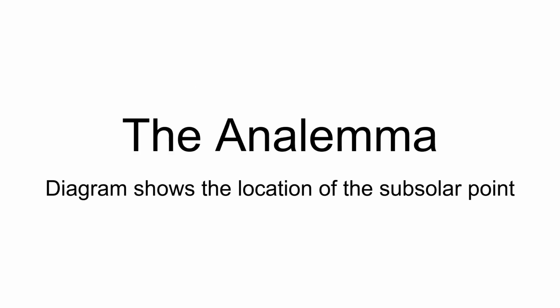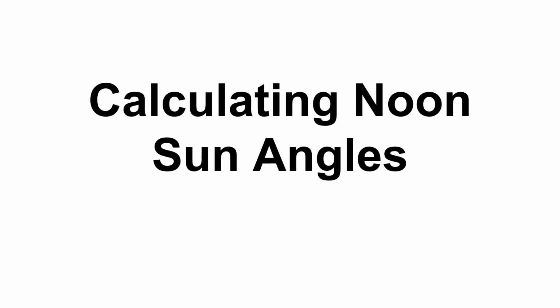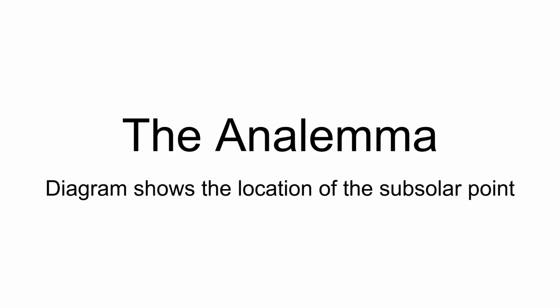So we're going to look at the analemma, which is a diagram that shows the location of the subsolar point throughout the year. We're going to look at how to calculate noon sun angles, which is the angle of the sun above the horizon at noon. And we're going to look at patterns and how to read a diagram showing daily insolation values. So let's start with the analemma.